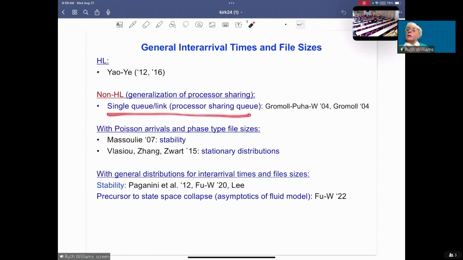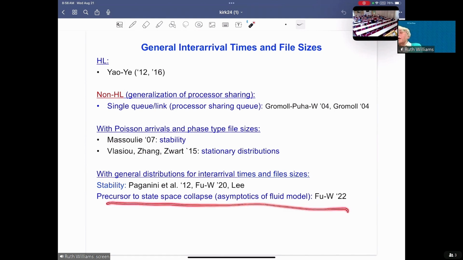There's been some work done for a single processor sharing queue with Poisson arrivals and certain types of file sizes, those with phase type distributions, where stability has been analyzed, and also stationary distributions. But with general distributions for inter-arrival times and file sizes, it has now been found that the stability condition, or the balance condition, is the same as what I described when you have Poisson arrivals and exponential file sizes. And very recently, with Ying-Jia Fu, we developed a precursor to the state space collapse. So I think we're getting very close to being able to do the diffusion approximations with general inter-arrival times and file sizes.